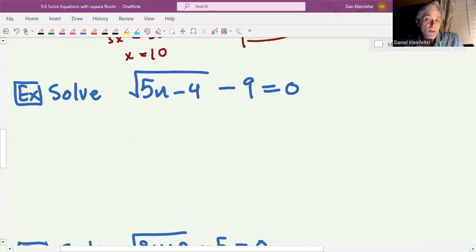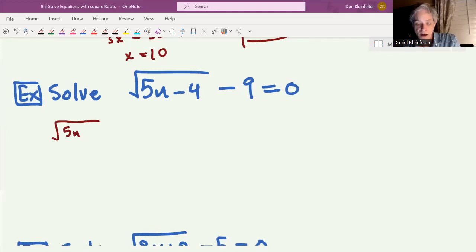Okay, so before you square both sides, you're going to want to isolate the radical. So on this one, I hope you didn't try squaring both sides right away. We have the square root of 5n minus 4 minus 9 equaling 0. I'm going to set that equal to 9. Here we're adding the 9 to both sides. So that gets the root by itself.